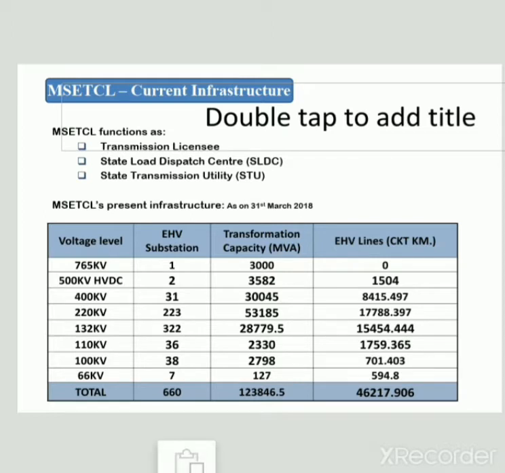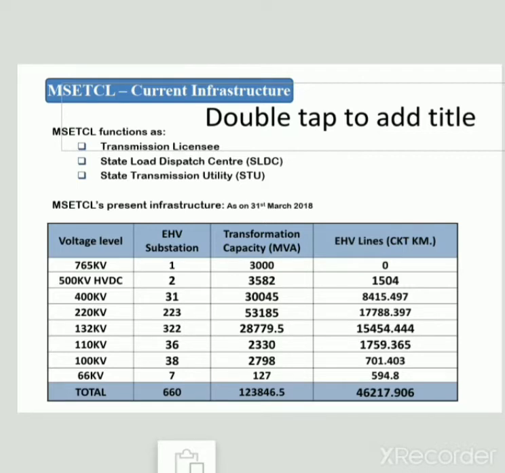So this is the table with the overall information. The first column is voltage level, the second one is EHV, extra high voltage substations. Next one is transformation capacity, mentioned in MVA. The last one is EHV lines, extra high voltage lines, in circuit kilometers. According to voltage level, the EHV substations are installed all over Maharashtra.